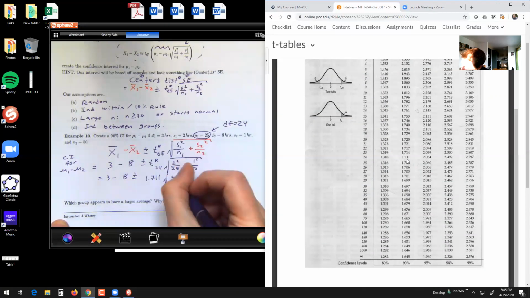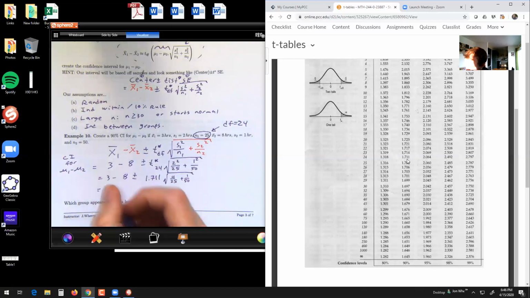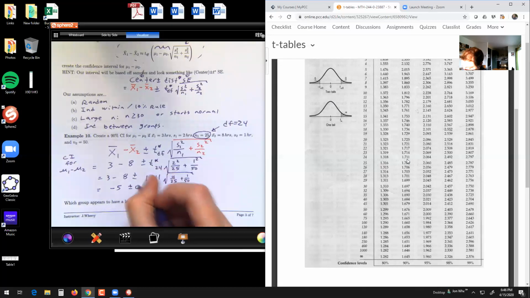2 squared is 4, so I'm going to do a little bit of the math as I'm writing this down. 1 squared is 1, whatever this thing ends up giving me. And let me type this into a calculator and see what I get. So I would still call this my best point estimate, or the center. I would still call all the stuff that I'm adding and subtracting the margin of error. And I believe this is -5 plus or minus, let me type this in. I'm getting that this piece here is 0.73 or so.